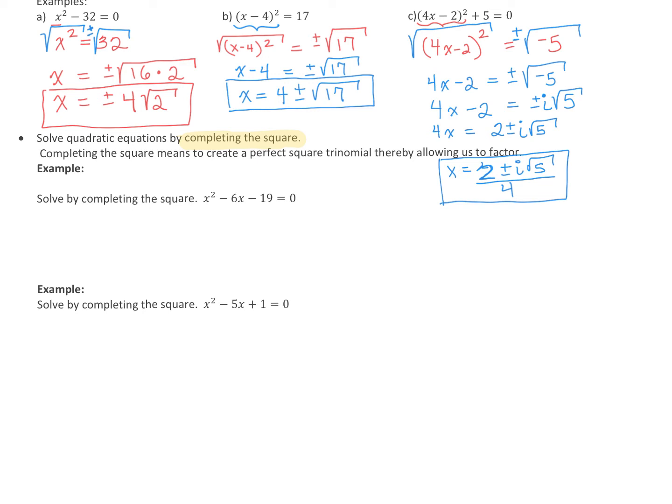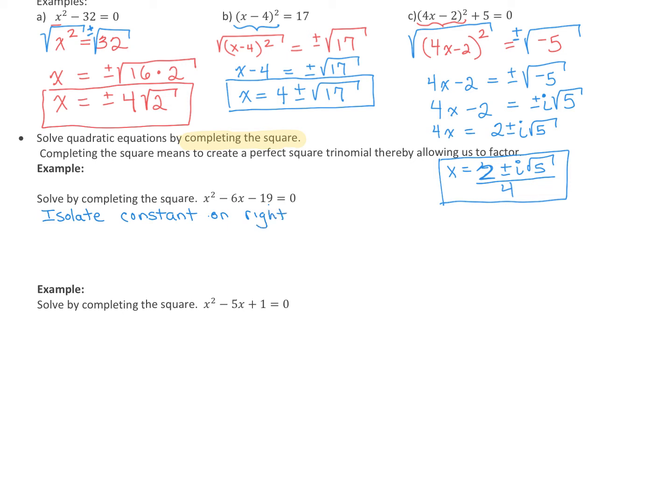So I'm going to start with this first example. Notice that this does not factor. We usually try to factor first. Nothing multiplies to 19 except 1 and 19, so it's not going to factor. But I would like to use the method of completing the square. So this is what we're going to do. We're going to isolate the constant on the right side.